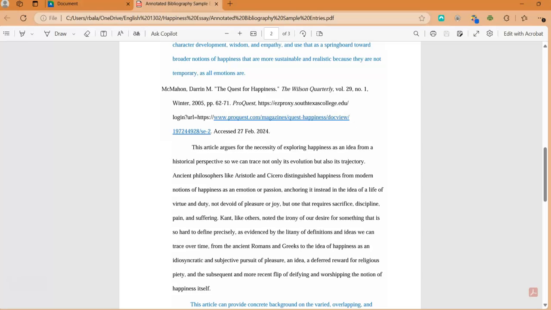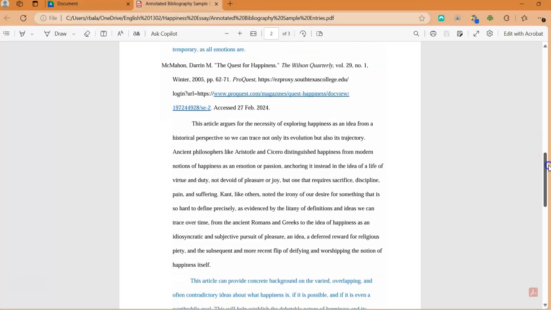Kant, like others, noted the irony of our desire for something that is so hard to define precisely, as evidenced by the litany of definitions and ideas we can trace over time, from ancient Romans and Greeks to the idea of happiness as an idiosyncratic and subjective pursuit of pleasure, an idea or a deferred reward for religious piety, and the subsequent and more recent flip of deifying and worshiping the notion of happiness itself.